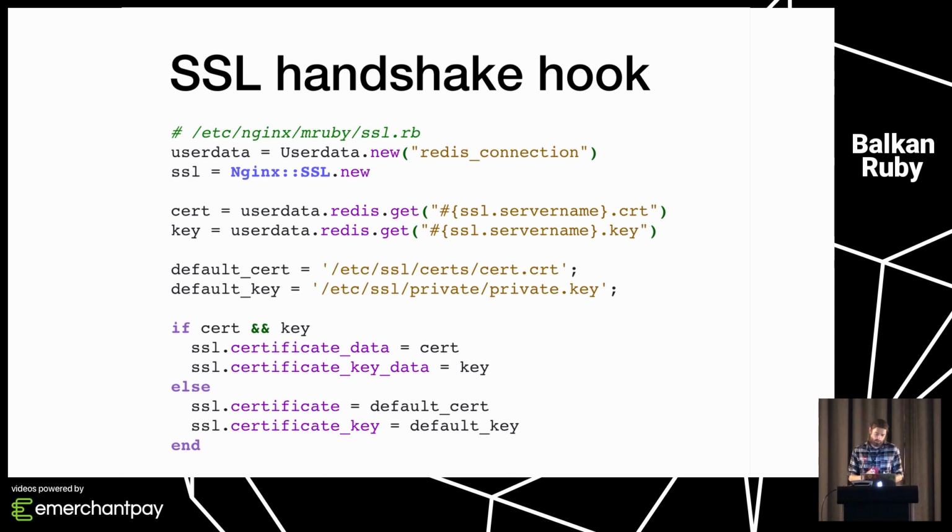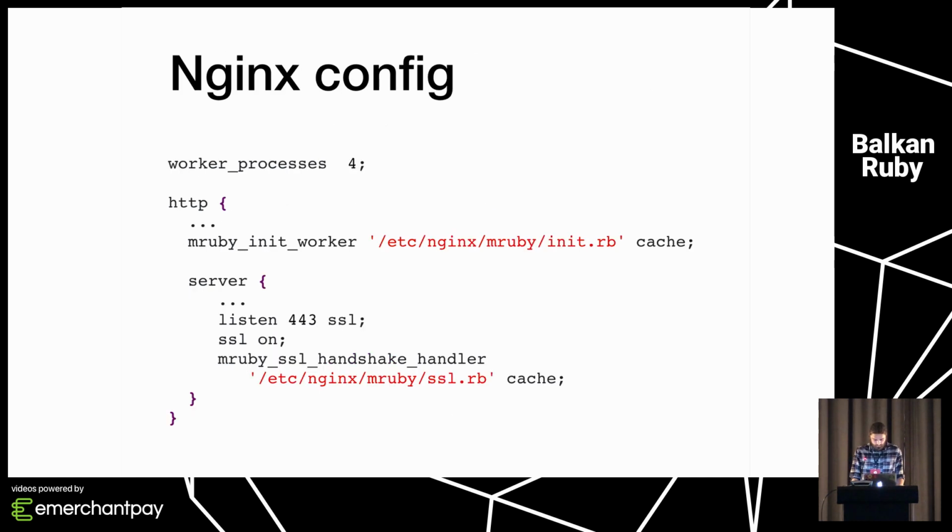Then to work with SSL, we can use Nginx Mruby class SSL. We have to create instance. Then we can get our certificate and private key from the Redis, for example here, again from the user data Redis connection. It's really easy. And if we have no certificates in the Redis, we can use default certificates, for example, just for fallback. And we can write some simple condition here. If we have certificate and key, we will change it using our Nginx SSL instance. That's really easy.